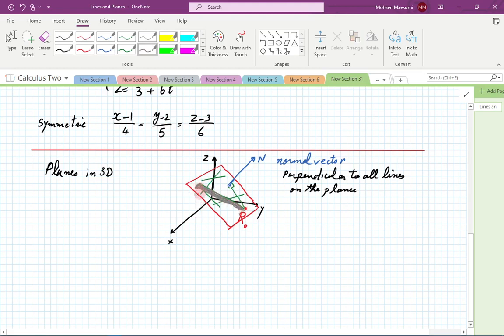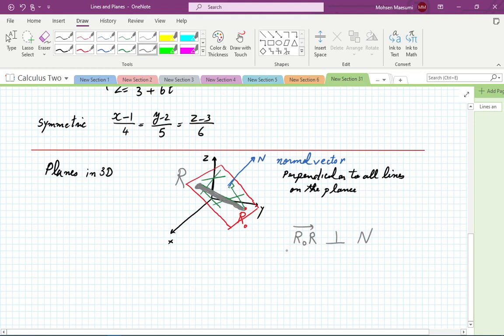Okay, pick a point on this and let's call this point R, just like above. What do we know? We know that the vector that goes from R0 to R, this thick gray vector here, is perpendicular to n, because n is perpendicular to every vector on this page. Any one that you pick up, this one is going to be perpendicular.